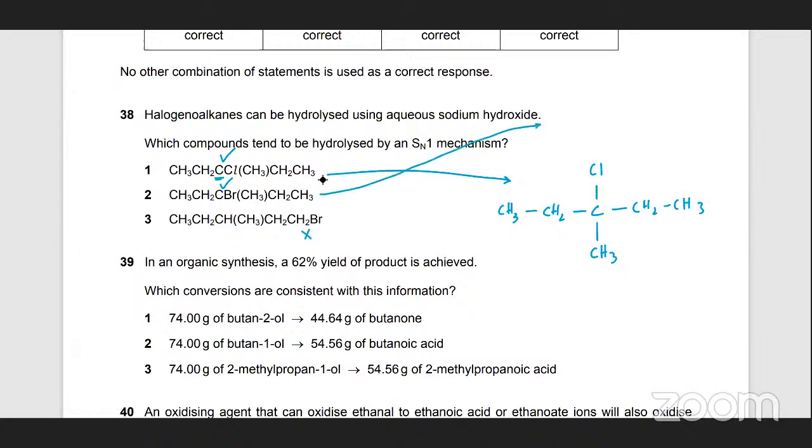You can also look at the next one. That's also a tertiary halogenoalkane, because if you look at the C that I've marked, on one side there is CH2 and CH3, and there is a Br, plus there's a CH3 in brackets. That means it's a branch, followed by CH2 and CH3. So that's also tertiary. This one is not, because if Br is right at the end, it would have 3 carbon chains next to it.